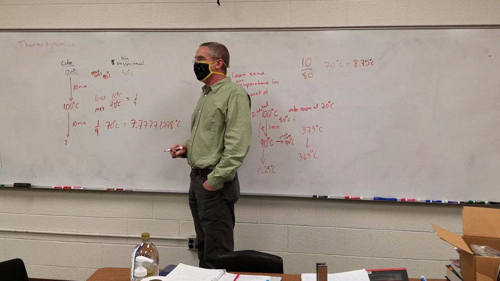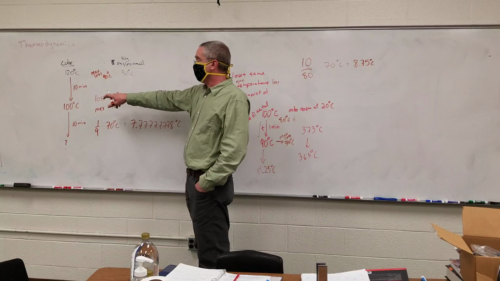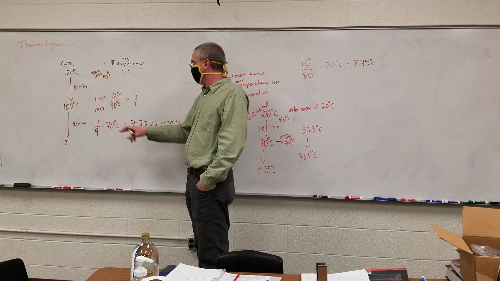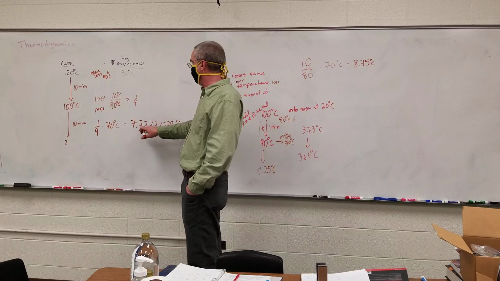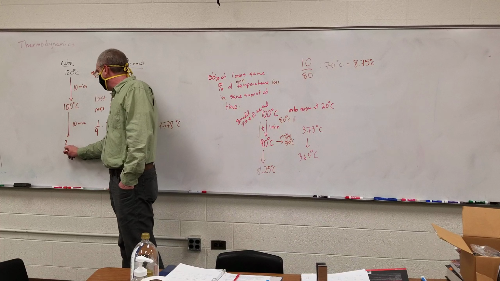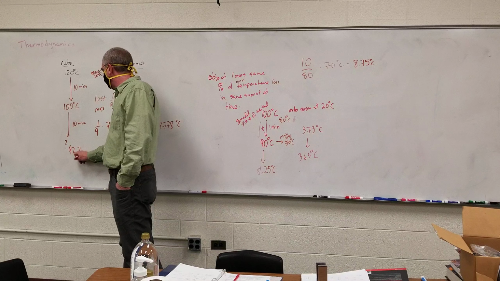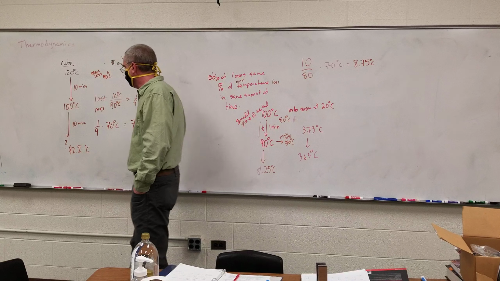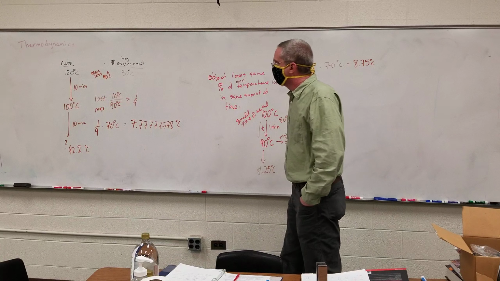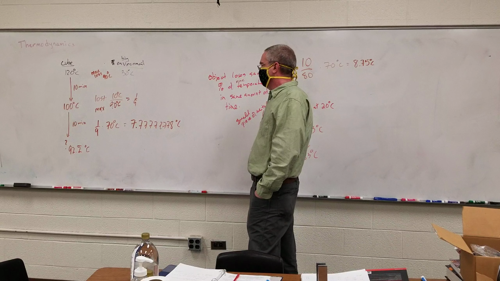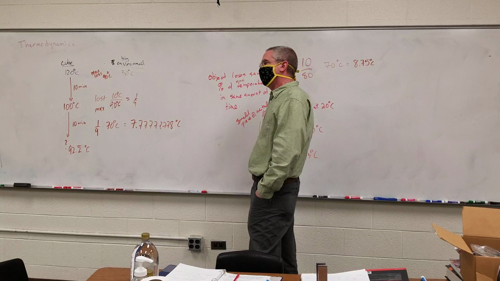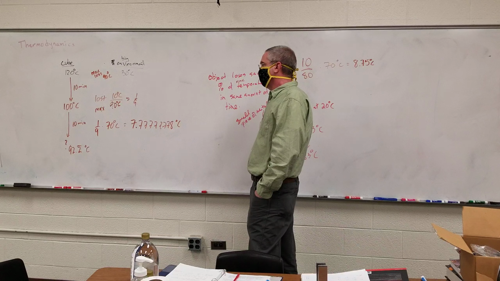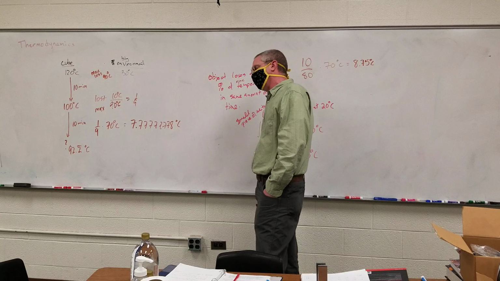So that is how much it's going to lose. It starts at 100 degrees Celsius at the beginning of this interval, and it's going to lose a little under 8 degrees Celsius. And so now it's at 92.2 repeating degrees Celsius. Why do I think it would have gone down to 80? Would have gone down to what? 80.